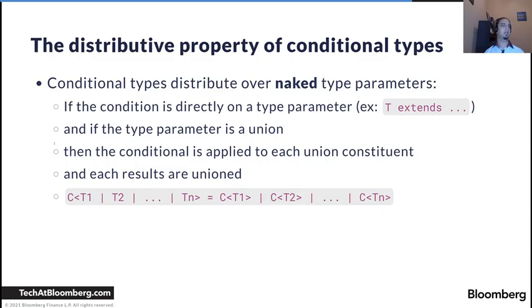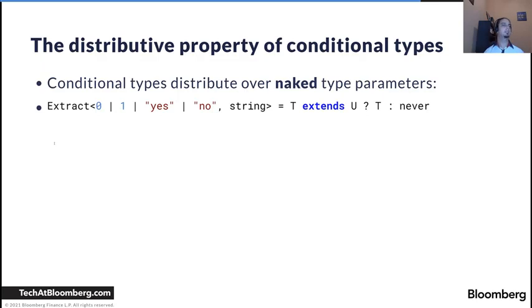So if we have a type C, and this is a distributive conditional type, and we instantiate that type with a union t1, t2, t3, ... tn, this would be the same as if we were to have instantiated C of t1, or C of t2, or C of t3, ... or C of tn. So, let's see, our extract type, how does it actually evaluate? So we're invoking extract with this union, 0, 1, yes and no, and the second type parameter is string.